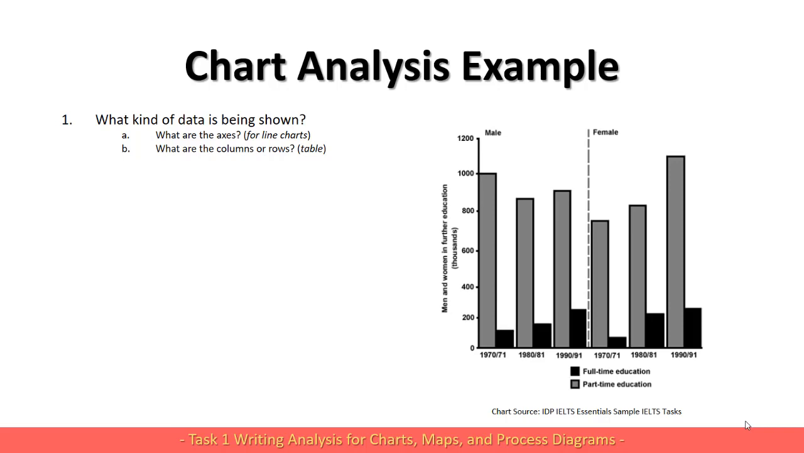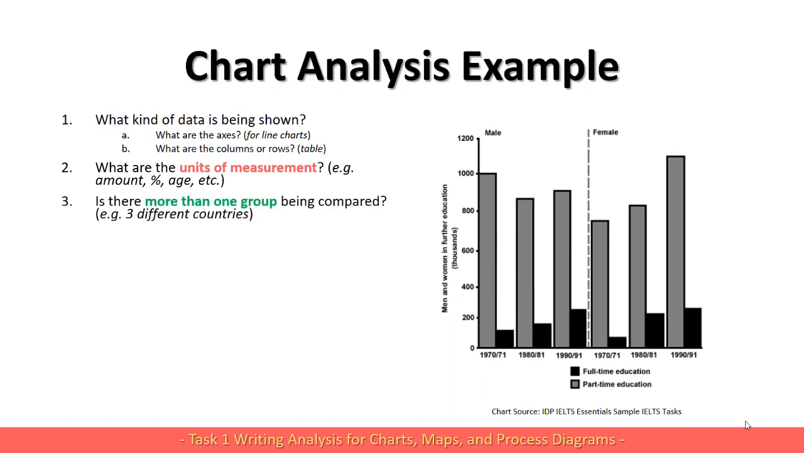Very important to notice. What are the units of measurement? Okay, so we have men and women. I think the unit of measurement, we have people, so it's the amount of people, and it's in thousands, right? Is there more than one group being compared? What do you think? Well, yes, there is more than one group being compared. In fact, we have a combination of different groups. On the left side of the chart, we have males. On the right side of the chart, we have females. And in the black is full-time education, and in the gray is part-time education. So many different groups that are going on here.